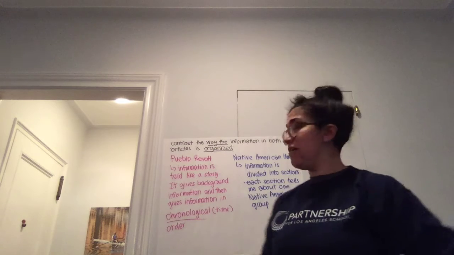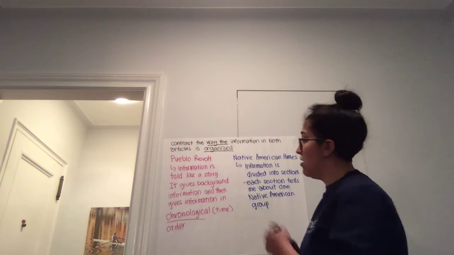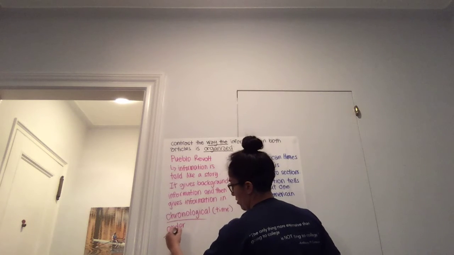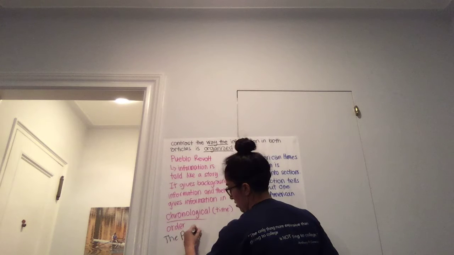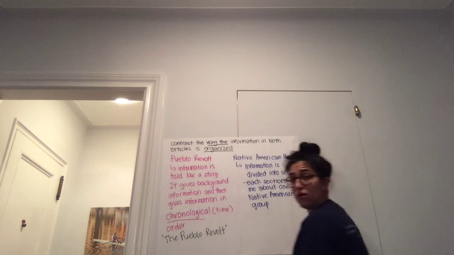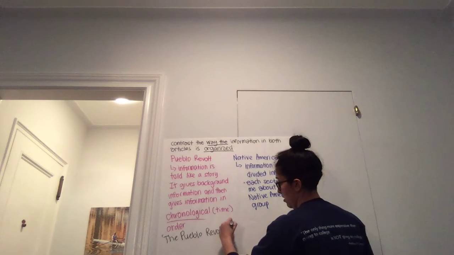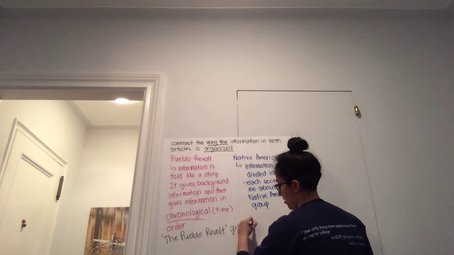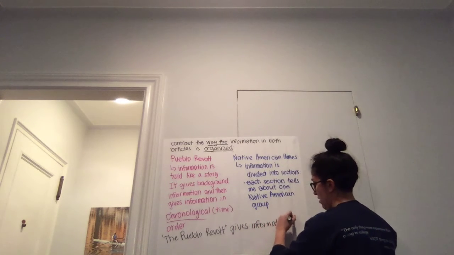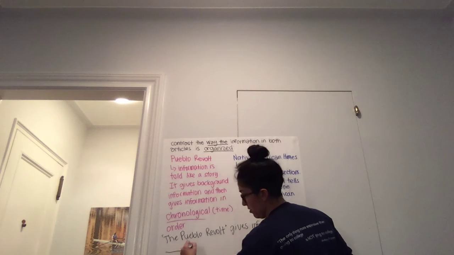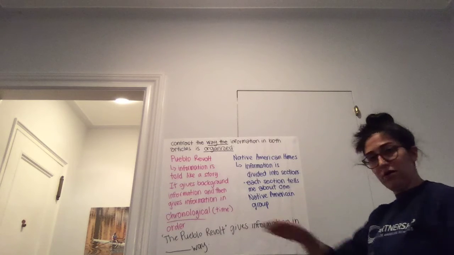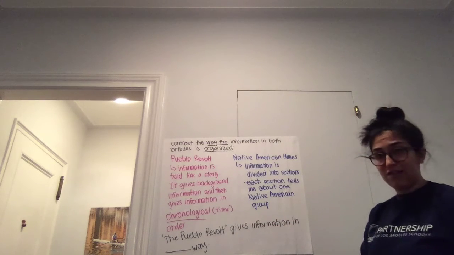So I could start by saying, the way the information in "The Pueblo Revolt", it's the name, so I'm going to put it in quotes, the Pueblo Revolt gives information in blank way. How does it give the information, right? That's going to be on you, to fill in that blank spot. How does it give information?